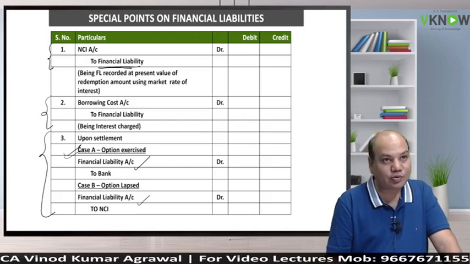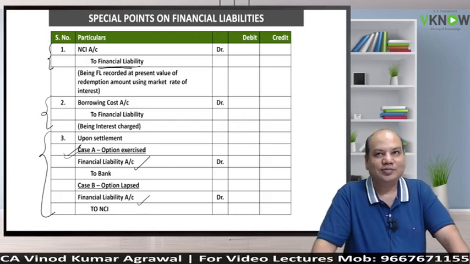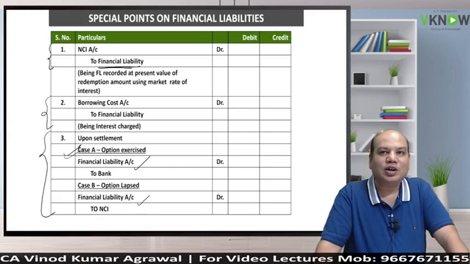NCI does not want to sell his share. Market price would have gone up. Company would have started performing well. So he thinks, let me keep the share with me only. So I will reverse the entry: financial liability to NCI.